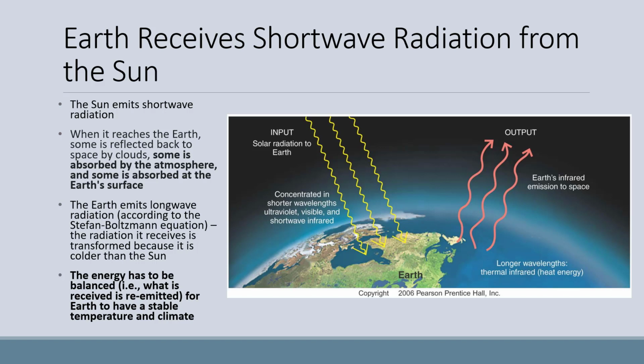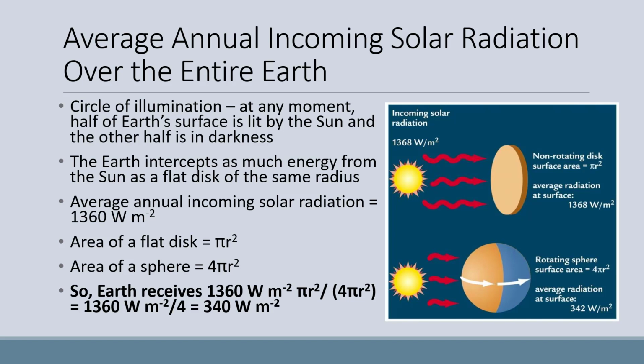The Earth emits long-wave radiation, according to the Stefan-Boltzmann equation. The radiation it receives is transformed because it is colder than the Sun. The energy has to be balanced, meaning that what Earth receives is re-emitted, and that's because Earth has a stable temperature and climate. On this slide, we're going to discuss the average annual incoming solar radiation over the entire globe.